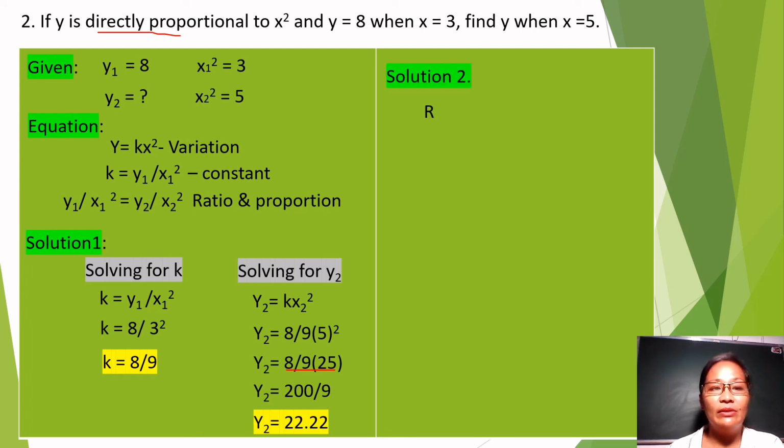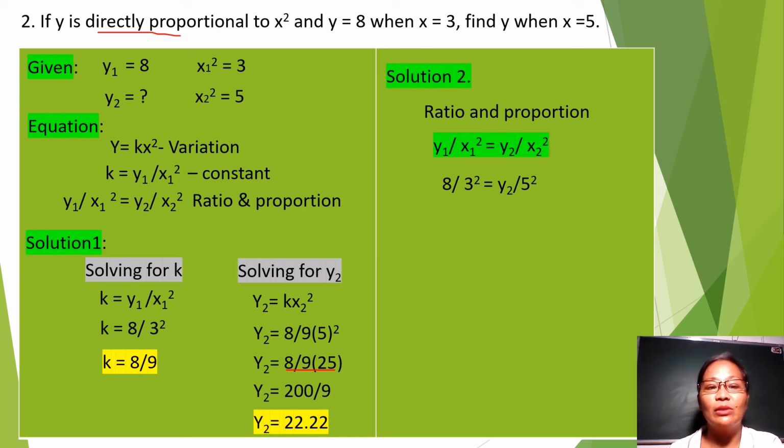Next, solution number 2, using ratio and proportion. First, copy the equation: y sub 1 all over x sub 1 squared is equal to y sub 2 all over x sub 2 squared. Then substitute the given. So we have now 8 all over 3 squared is equal to y sub 2 over 5 squared. Again, perform the exponent first. So we have now 8 all over 3 times 3 is 9, or 3 squared, is equal to y sub 2 over 5 squared, or 5 times 5, is equal to 25.